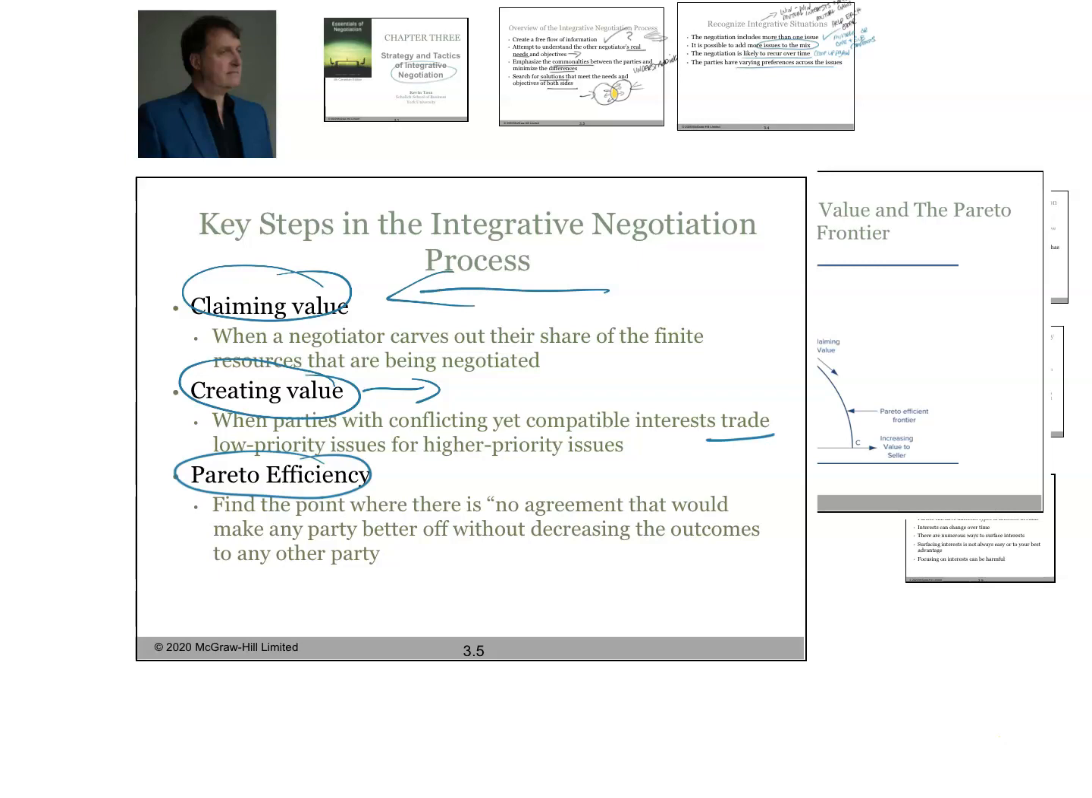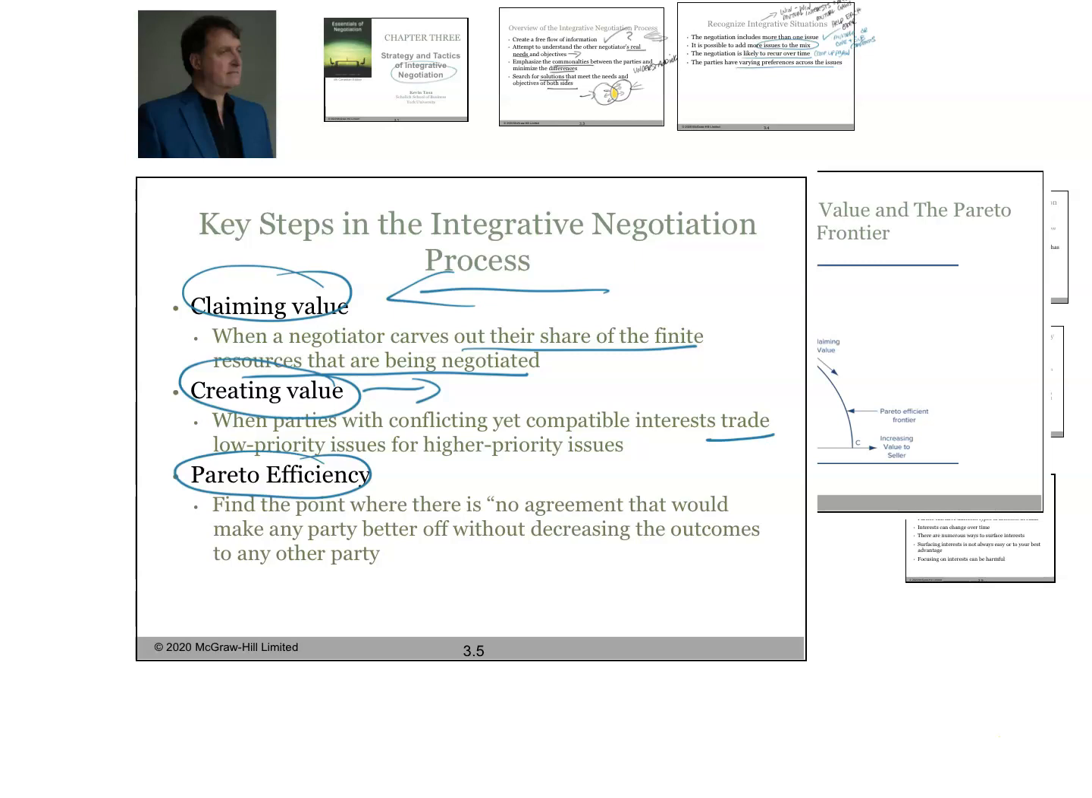And claiming value is the part of the negotiation that requires us to clarify and make sure you carve out the best deal for yourself. So while you're doing all this creating value piece, you also want to make sure you keep your eyes on the prize and focus on carving out your share of the finite resources that are being negotiated. Because as creative as you are in the creating value process, you're going to hit a limit. And that limit is whatever those finite resources are. You need to get your needs met.